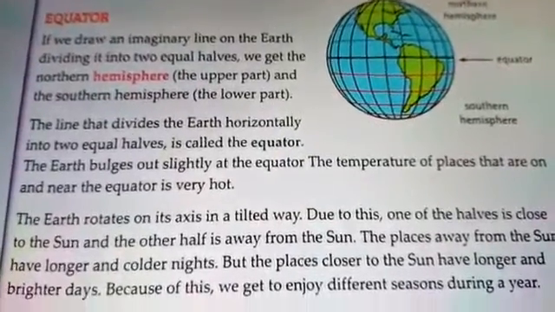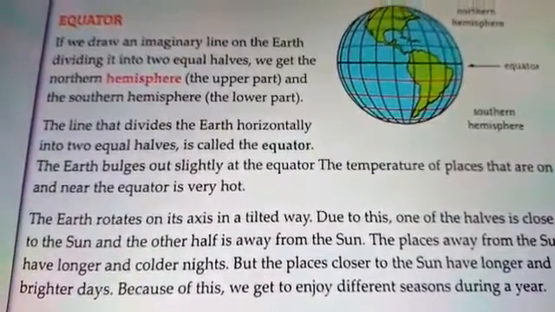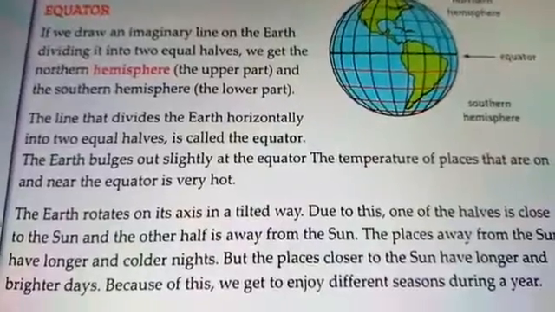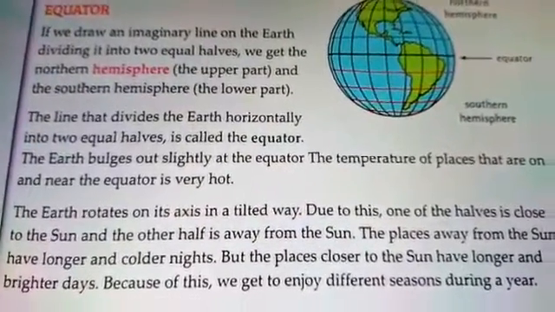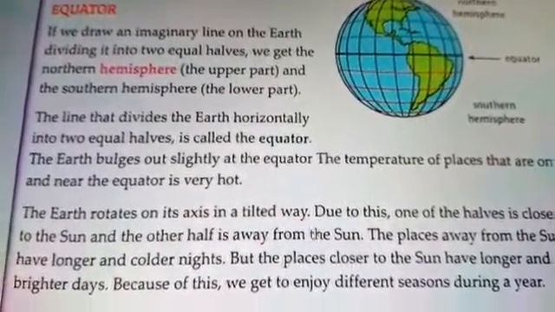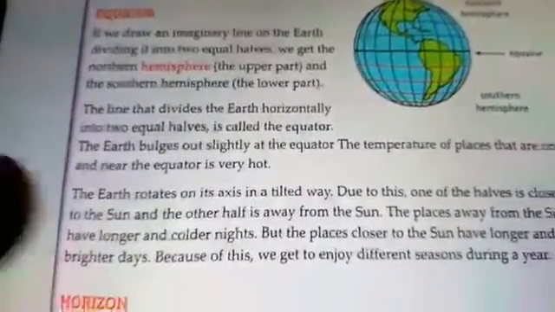We enjoy our seasons, right? We have 3 seasons: summer, winter, and rainy season, right? We enjoy these seasons during a year in India.